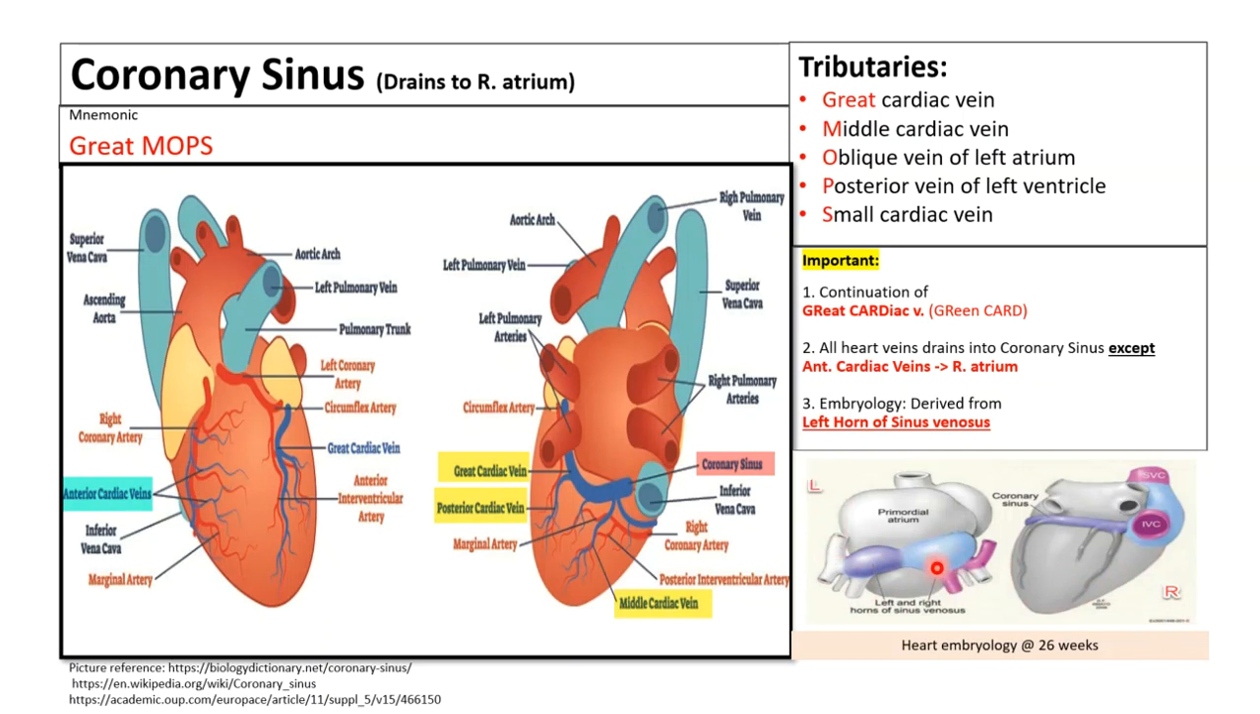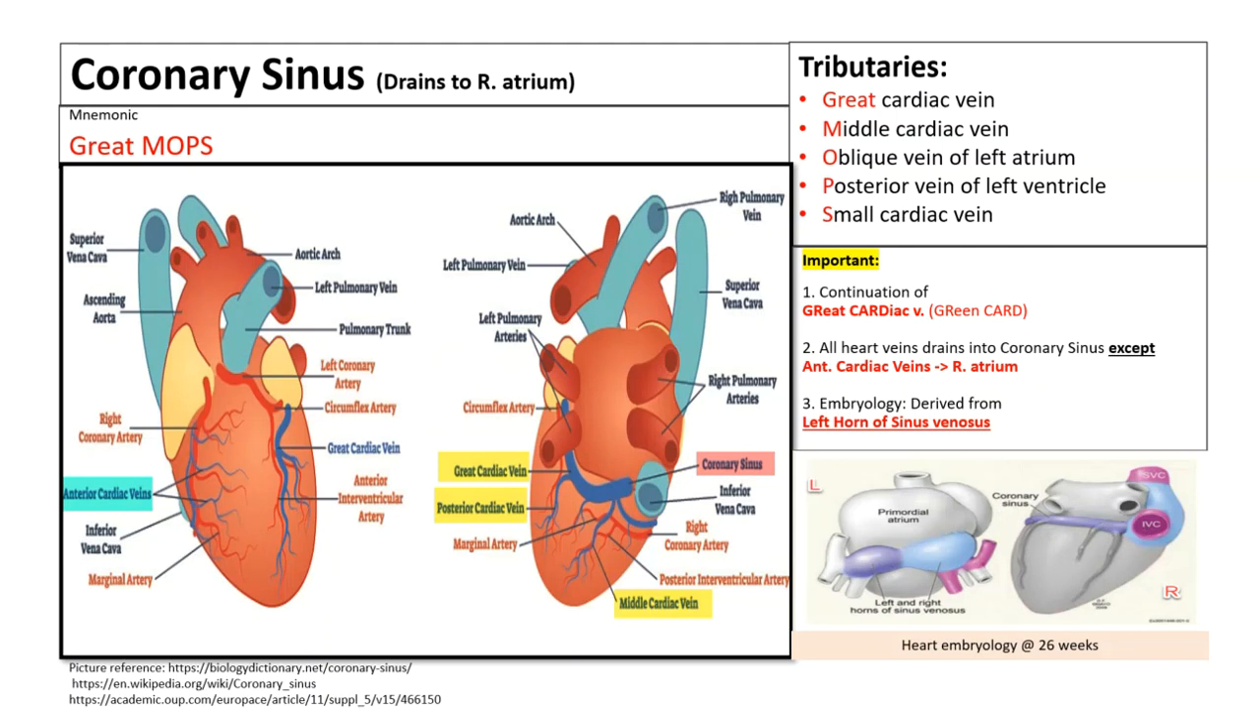So the right side of the sinus venosus forms the venous portion of the right atrium between the vena cava. You can see the light blue color, that's the venous portion of the right atrium, and it's between the superior vena cava and inferior vena cava. While the left side of the sinus venosus forms the coronary sinus. You can see here the coronary sinus is in purple color.